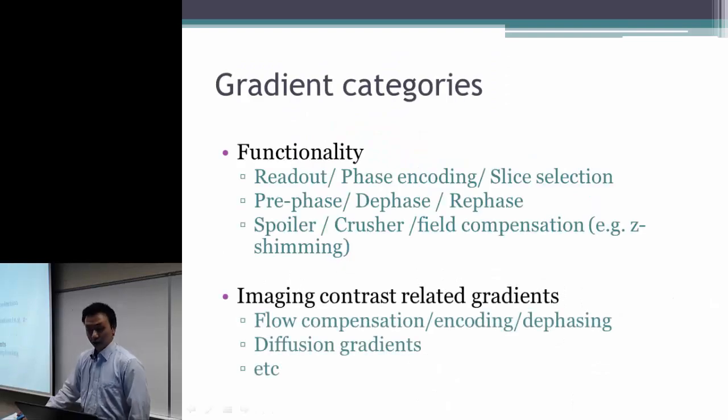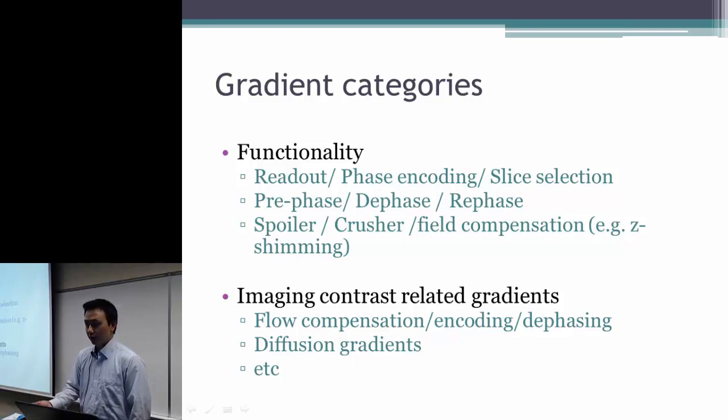And also, if we divide the gradients according to their functionality, we can divide them like the readout gradient. We have seen the phase encoding gradient and the slice selection gradient. For the readout, we have this pre-phase gradient, so that we can move the pointer of the K-space to one end, and then we start collecting the lines. We have this dephase gradient, so that we can spoil the residual transverse magnetizations for the steady state incoherent signal.